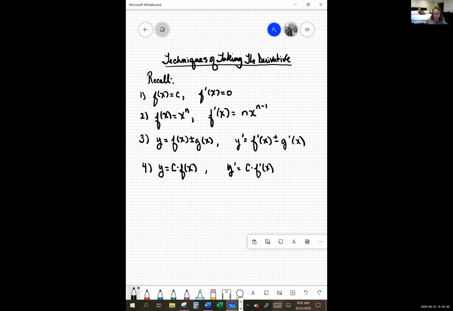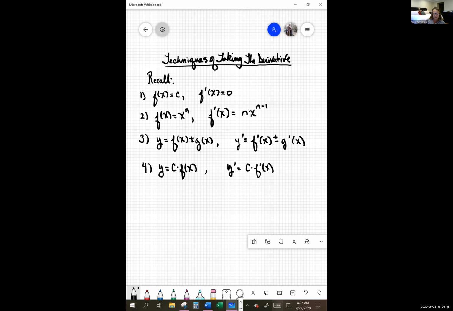So the derivative of a constant, if you just have a constant, that's always equal to 0. If you have f of x is equal to x to the n, where n is a real number, then when you take the derivative, basically you're taking your power n, bringing it down in front as your coefficient, and then subtract 1 from your exponent, and that is our derivative.